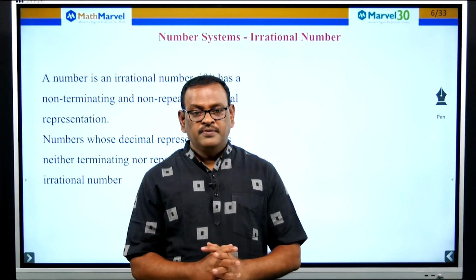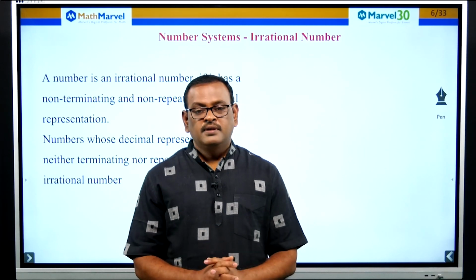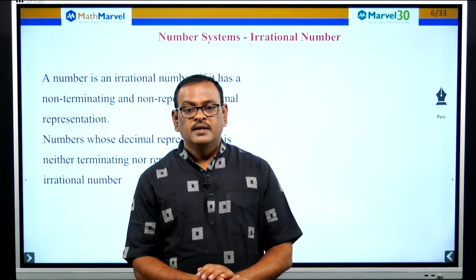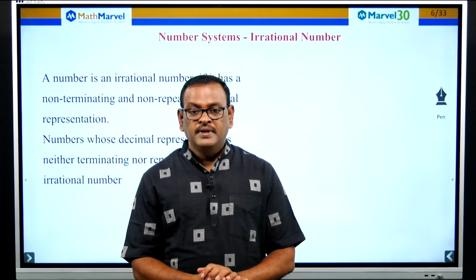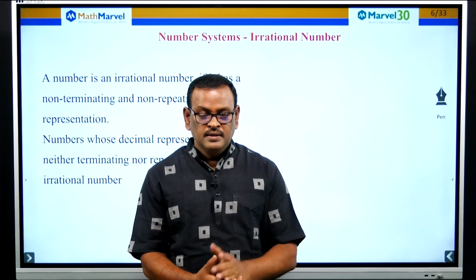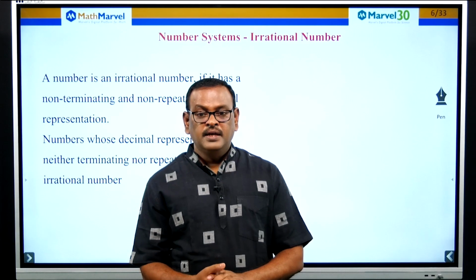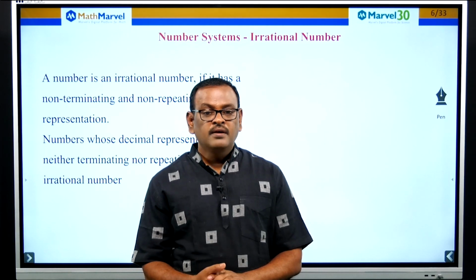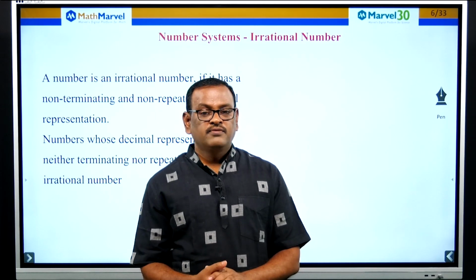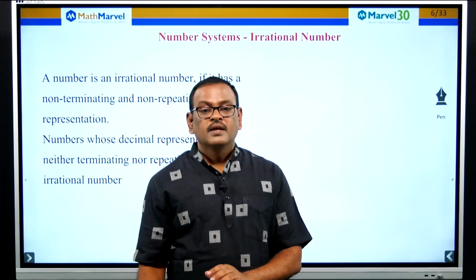This is an example for the irrational number concept. This question depends on the definition of an irrational number. A number is an irrational number if it has a non-terminating and non-repeating decimal representation. That is, numbers whose decimal representation is neither terminating nor repeating are called irrational numbers. So, based on this concept, answer the following 5 subdivisions. Now, first subdivision.